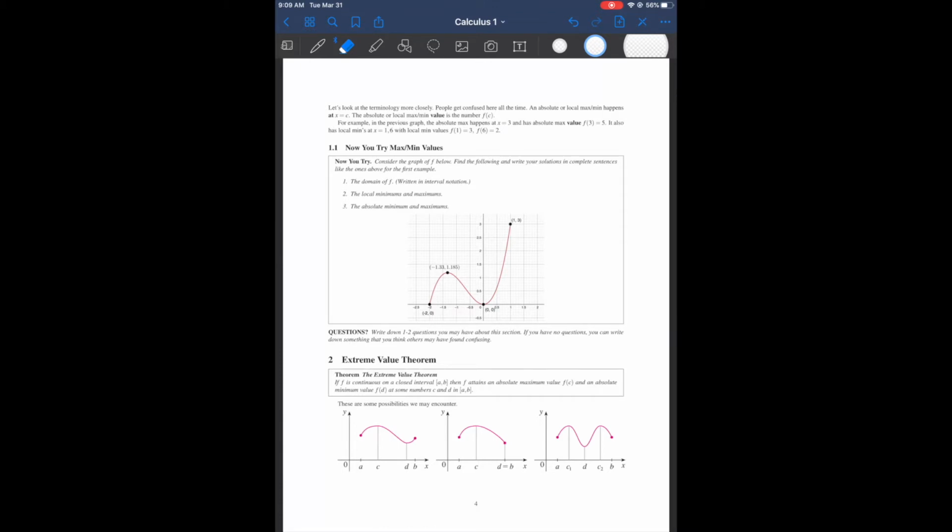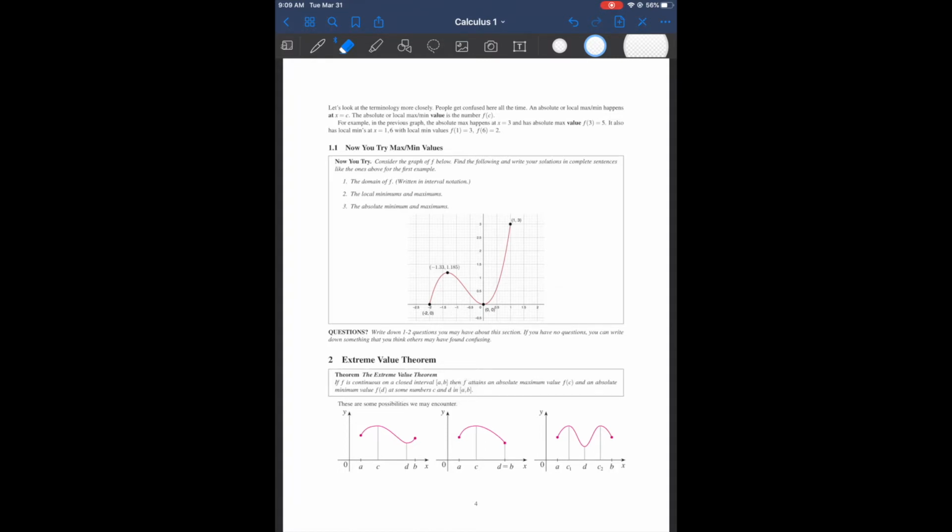So this is really giving us conditions for a function f that are going to guarantee that the function f has an absolute maximum and an absolute minimum, right? There are some situations where these values don't necessarily exist, but this theorem gives us conditions under which the function is definitely going to have an absolute maximum and minimum. If we read closely, the extreme value theorem says: if f is continuous on a closed interval from a to b, then f attains an absolute maximum value, f of c, and an absolute minimum value, f of d, at some numbers c and d in [a, b].